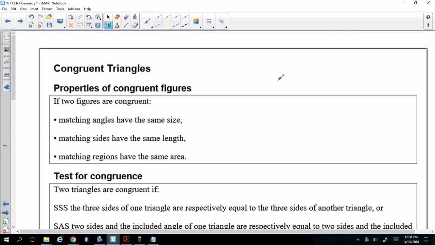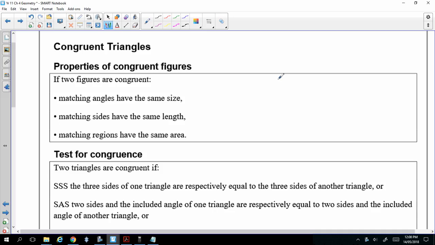All right, today we're going to look at congruent triangles. We're going to look at what the properties of congruent triangles are. Two triangles or two figures are congruent if all the matching angles are the same size, all the matching sides are of the same length, and matching regions will have the same area.